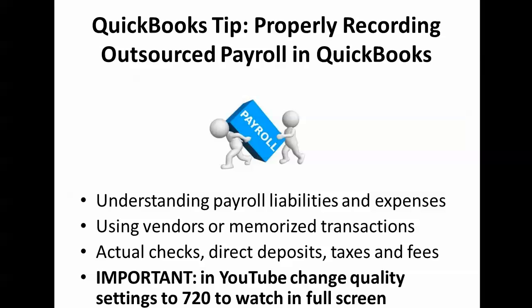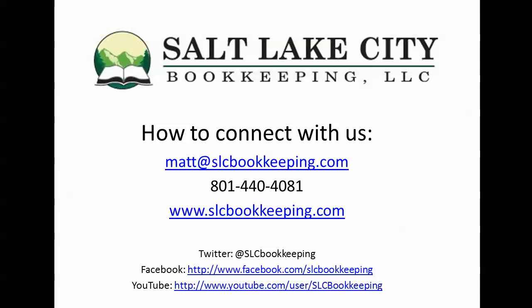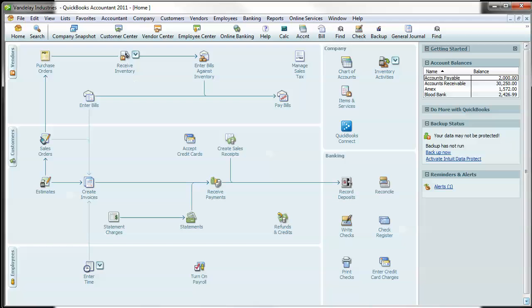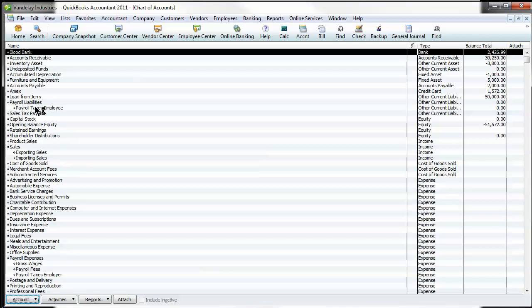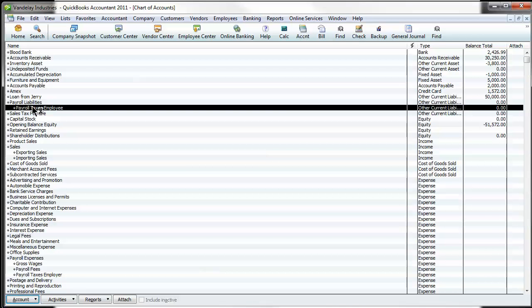So let's get started here in our sample company, Vandelay Industries. And we're going to first start with the difference between liabilities and expenses. If we go to our chart of accounts here, I've already set up a very simple way to account for it. If you don't need to break it down by Social Security, Medicare, unemployment, the various categories, you can rely on your payroll reports to do so and make it very simple on yourself.